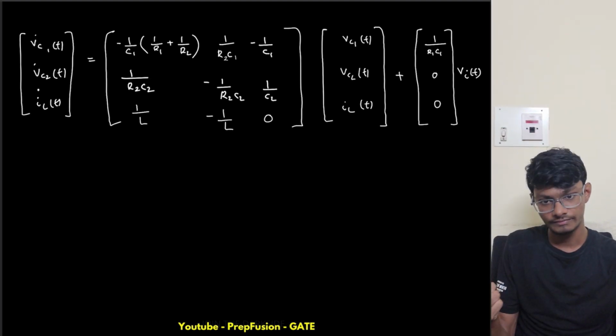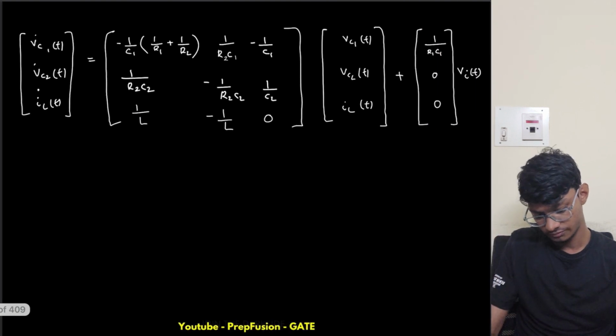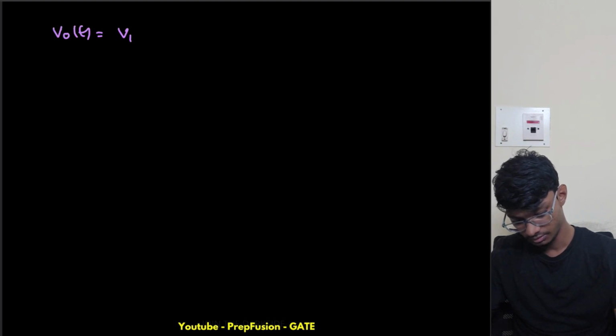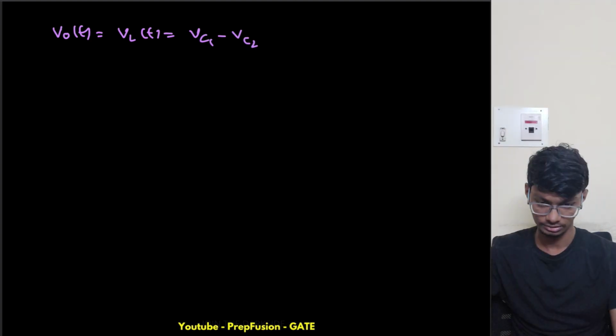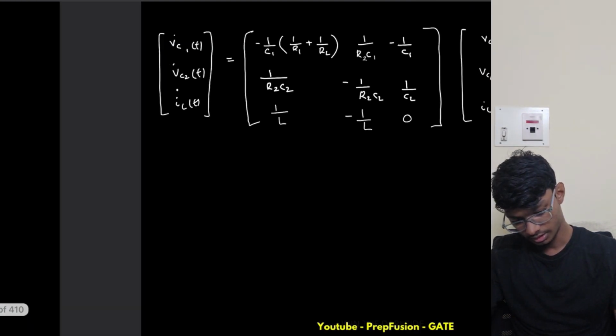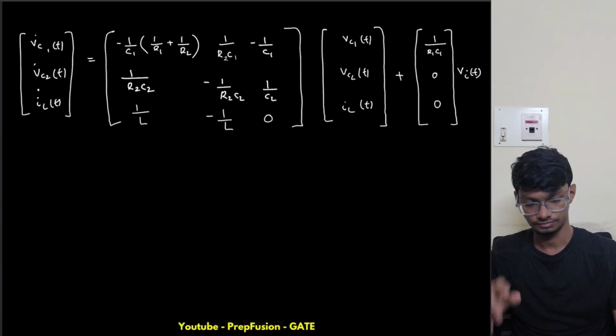And what is my V naught of t? So V naught of t equals V of t only. So let me write here also. V naught of t equals VL of t, which equals VC1 minus VC2 that we calculated earlier. So how can I write V naught of t in terms of VC1 and VC2?